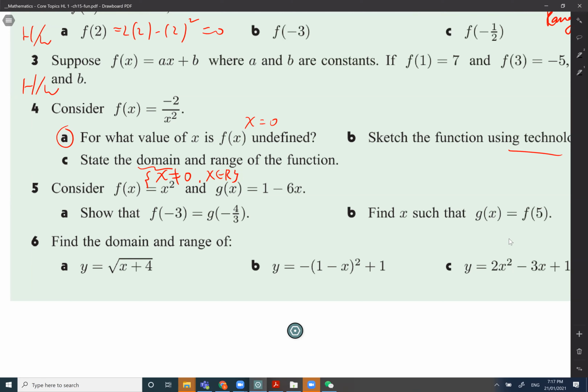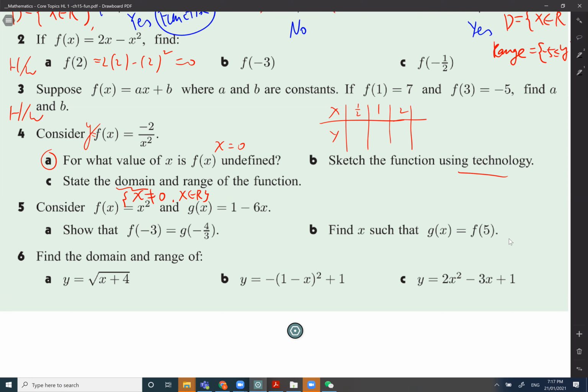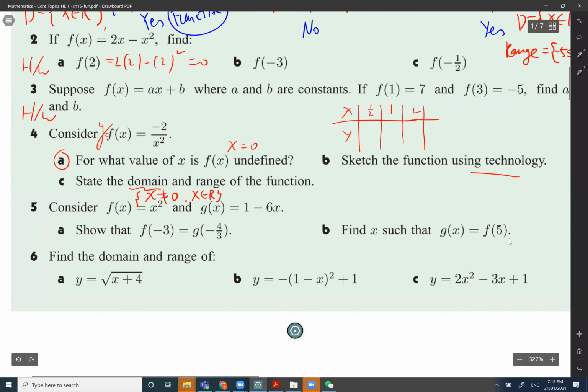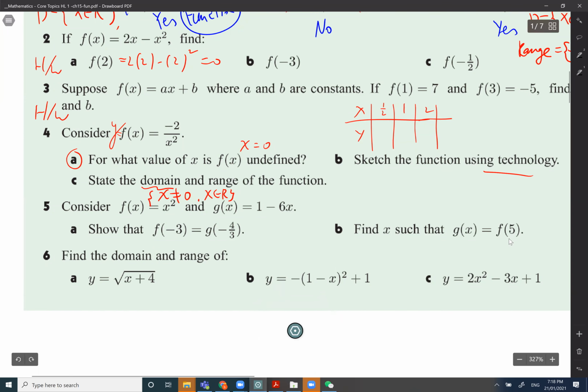Range. They ask you to sketch using technology. For higher level students, we need to do it without a calculator. At least you should know one method: how do we sketch a graph without a calculator? You can make a table and find some values. For example, x and y, where f(x) is the same as y. We just check several values: if x equals half, 1, 2, how about y? Or if you need more values, negative half, negative 1, negative 2. That's the basic idea for graphing.